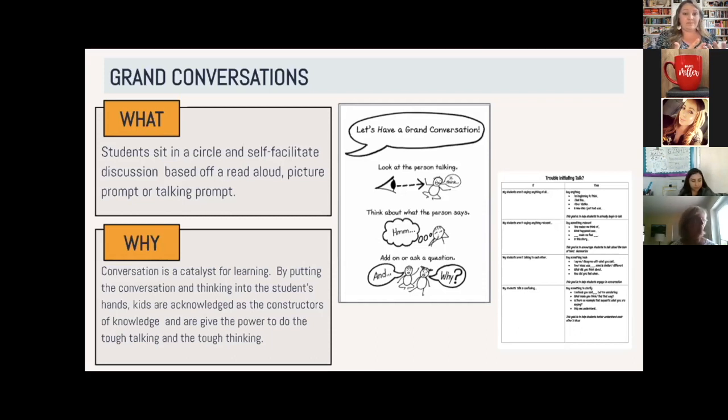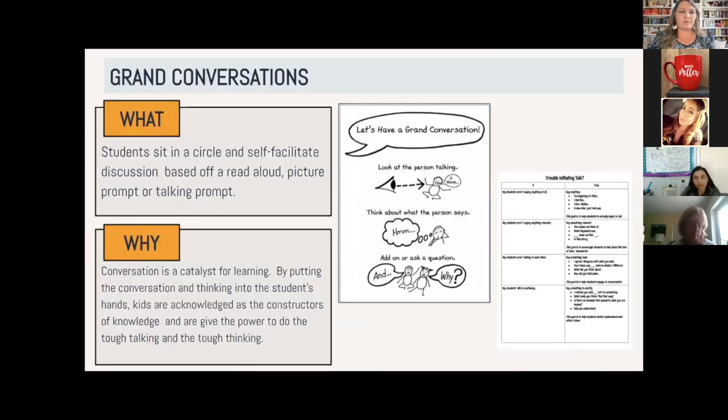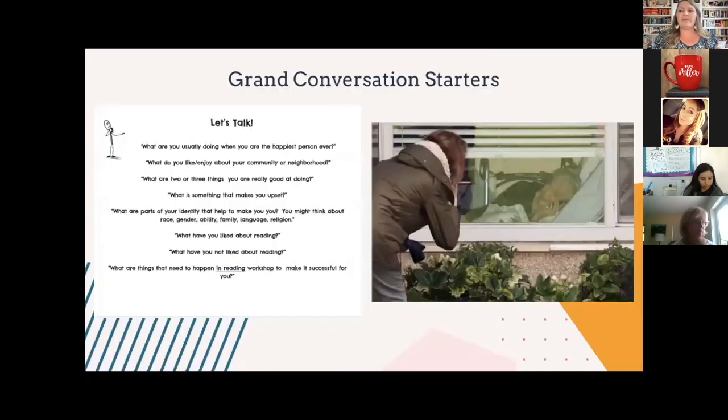Now, what would grand conversations be about? Typically, it's about a read aloud. So typically you would do a read aloud and then students would have a grand conversation. But it could also be about other things.